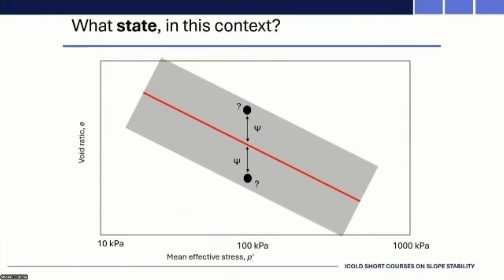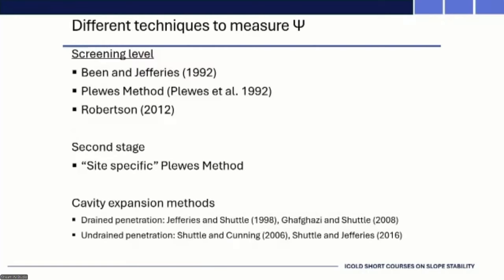So in terms of what we're trying to get now with the CPT, with this cone penetration device, is, are we above or below that critical state condition? And even better, how much above, if we can. But this is what we're trying to get to.